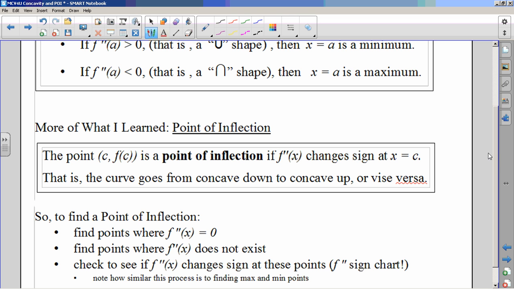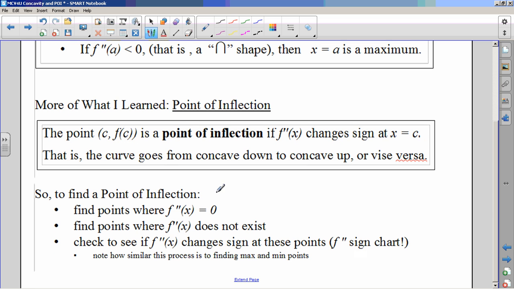Has to be. So, in summary, to find a point of inflection, you find the points where the second derivative is 0. You find points where the second derivative doesn't exist. Then you check to see if the second derivative changes sign at these points. So that means we're adding the second derivative to the sign chart. And the sign chart expands and expands. We're used to talking about the second derivative on the sign chart when we did motion questions, right? Because the second derivative, remember, was acceleration.